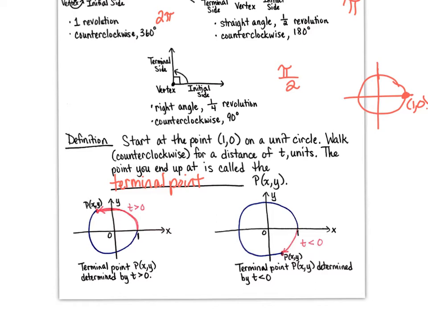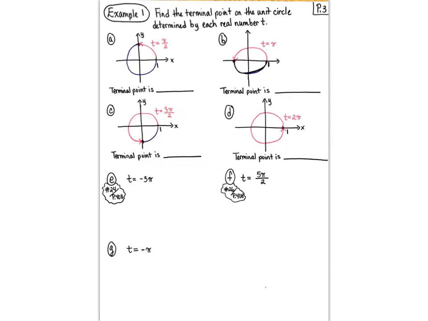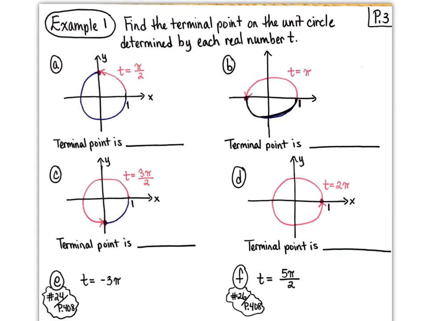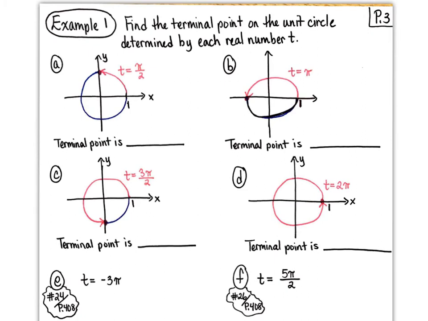What questions do you have? Okay? All right. So let's look at some examples where we're going to find the terminal point on the unit circle, determined by each real number t.